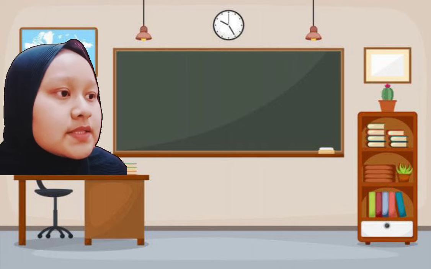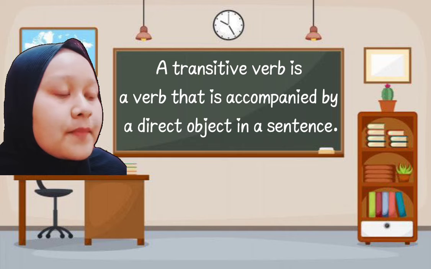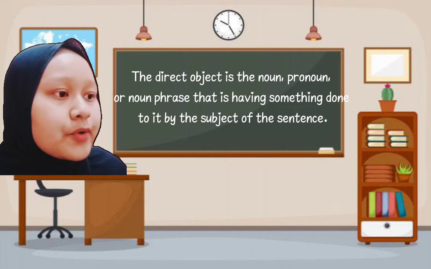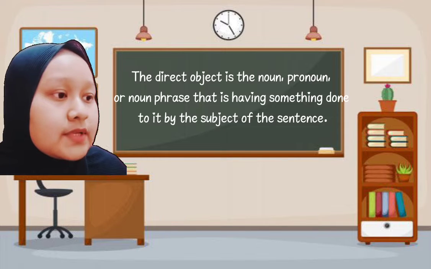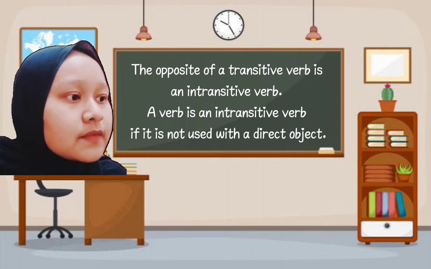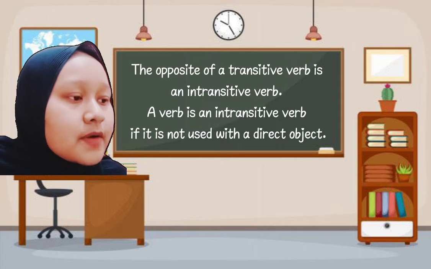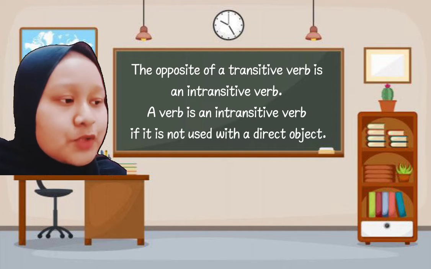Third, transitive verbs. A transitive verb is a verb that is accompanied by a direct object in a sentence. The direct object is the noun, pronoun, or noun phrase that is having something done to it by the subject of the sentence. Fourth, intransitive verbs. The opposite of transitive verbs is intransitive verbs. A verb is an intransitive verb if it is not used with a direct object.